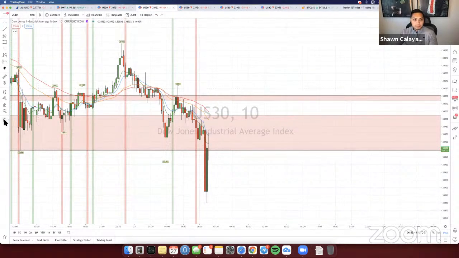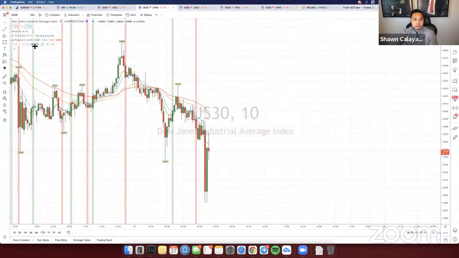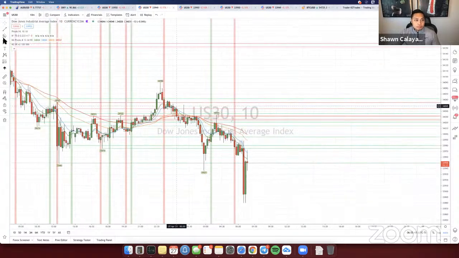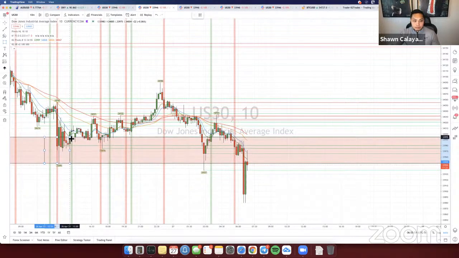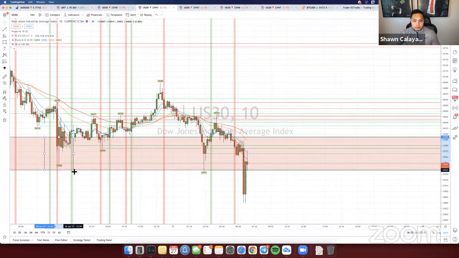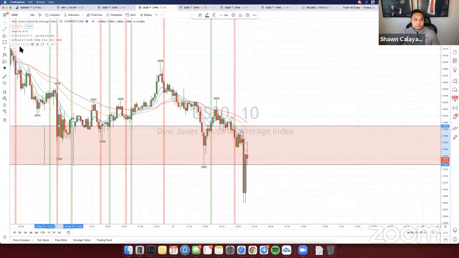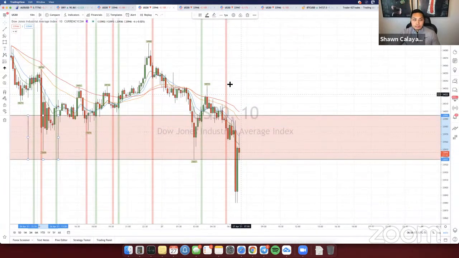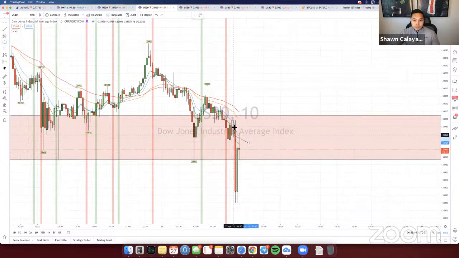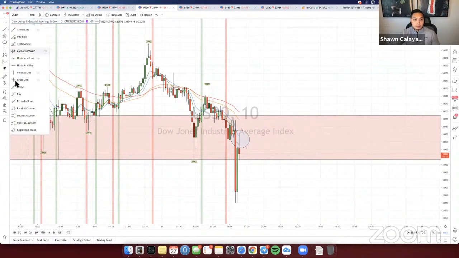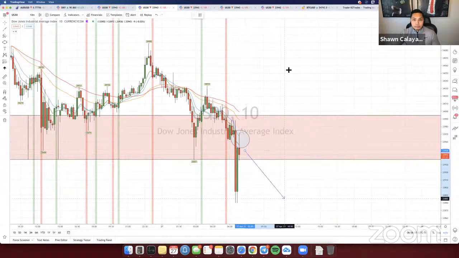Okay, let me check the zones right here. If we get that rejection off this point right here, then I think it's going to drop. I think it's done retracing. It's probably going to drop from here. So let me see when this candle closes. This candle has about 3 minutes left on it. I think if it ends up closing like that, it's going to reject off this point, and then it's going to drop from here.